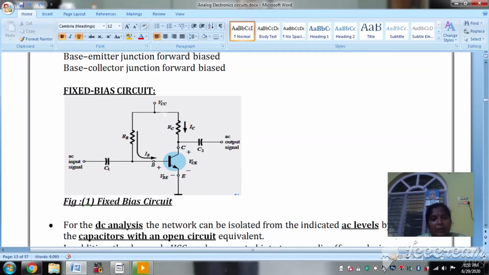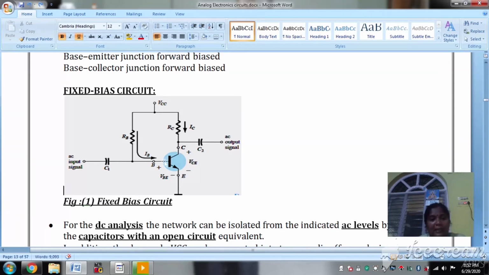If there is any change in the temperature, definitely there will be a change in the collector current. So obviously your output will change. So there is no fixed Q point. That is why it is called a fixed bias circuit.